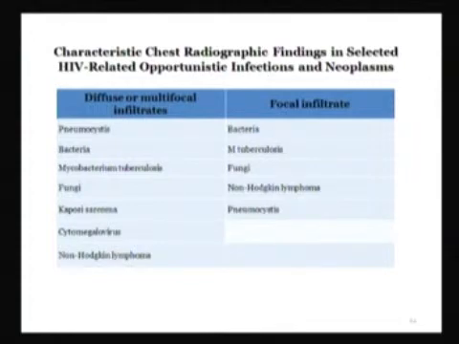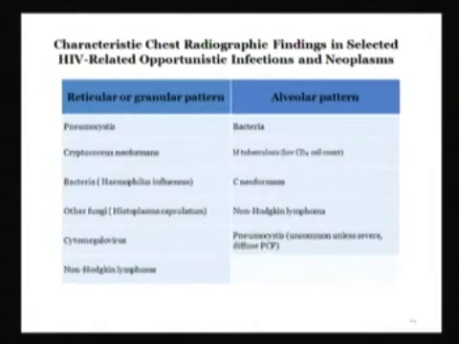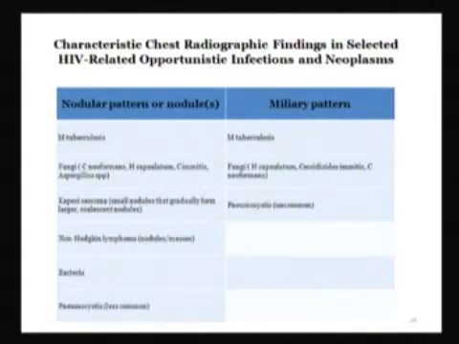Now, a few slides here, and I don't think we'll have time to go through this in detail, but different chest X-ray characteristics would suggest specific HIV-related opportunistic infections and neoplasms. A diffuse or multifocal infiltrate goes more for PCP versus a focal infiltrate that can be seen with bacterial pneumonias. A reticular or granular pattern of infiltrate classically means PCP until proven otherwise. Nodular pattern or nodules are more suggestive of tuberculosis.